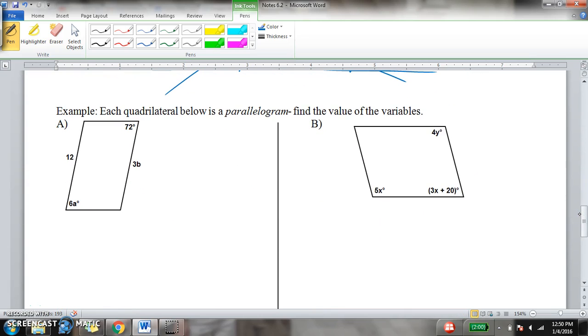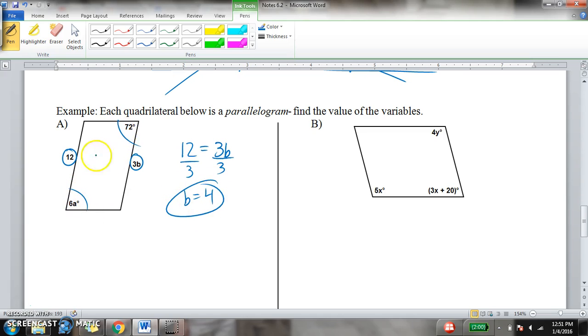All right, each quadrilateral below is a parallelogram. Find the value of the variables. So now we're just adding in a little bit of algebra using the same properties we've just been talking about. Here, these opposite sides are congruent to each other since we have a parallelogram. So all we do, 12 equals 3b, divide by 3, b equals 4.